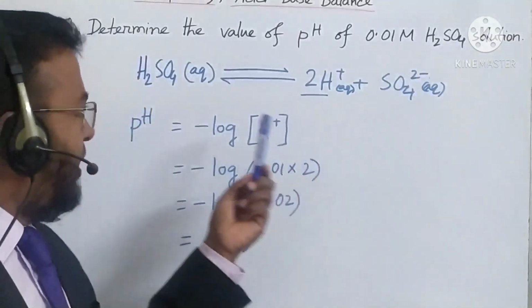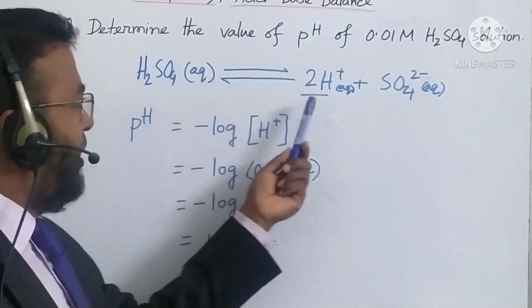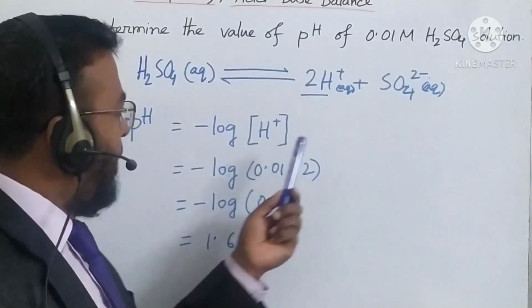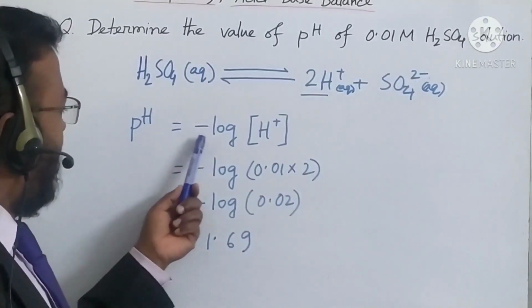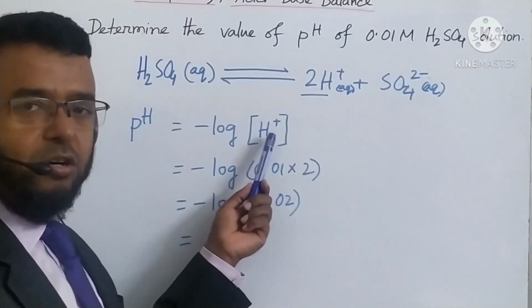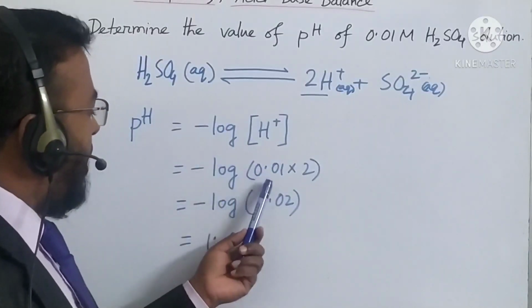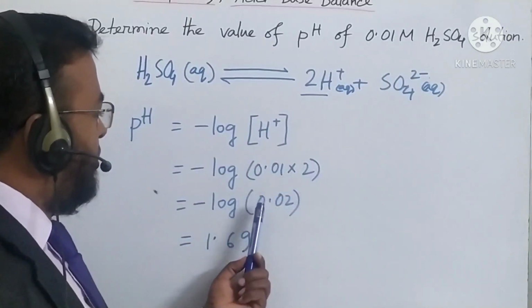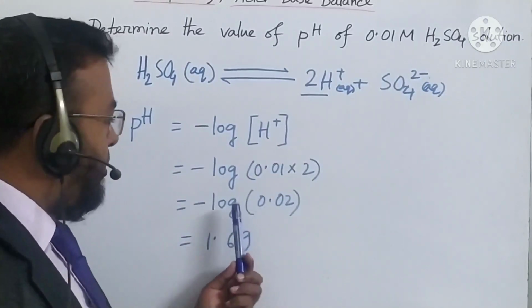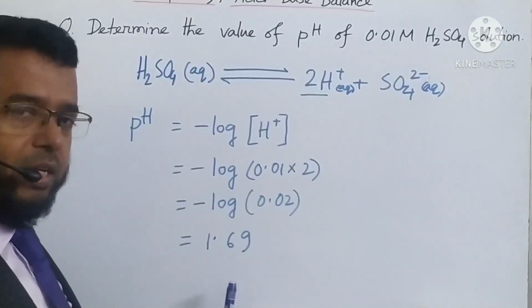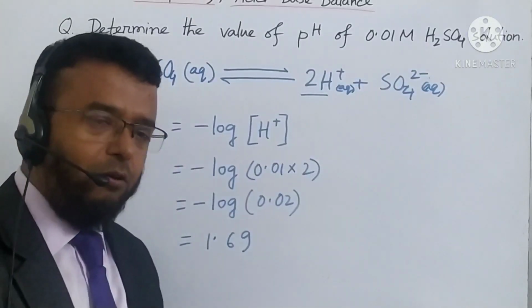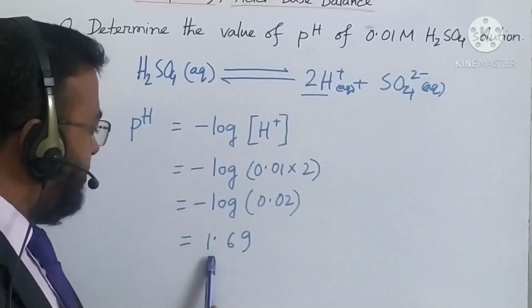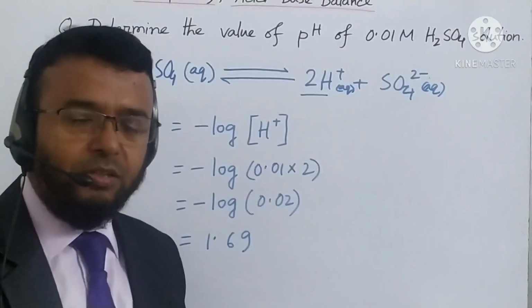So the question is to determine the value of pH of 0.1 mole sulfuric acid solution. In aqueous solution sulfuric acid gives 2 moles of hydrogen ion, and we know the formula pH equals minus log molar concentration of hydrogen ion. I put the value 0.1, for 2 moles it is multiplied by 2, so it is 0.02. Using a calculator, I got 1.69. Okay, everybody write it.